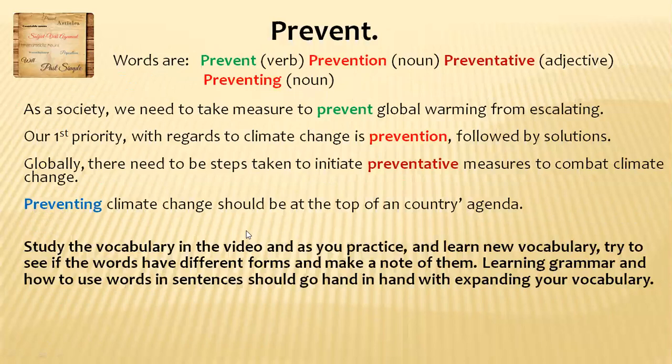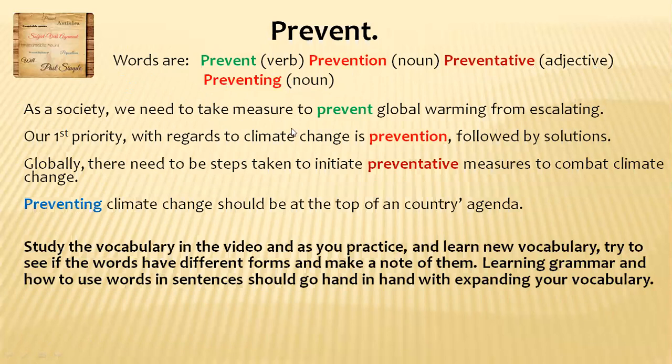And prevent, again, it's another word. We use it in conservation, crime, trying to prevent crime, prevent global warming, climate change, etc. So we have, again, four words: prevent, which is a verb, prevention, which is a noun, preventative, which is an adjective, and preventing, which is also a noun.